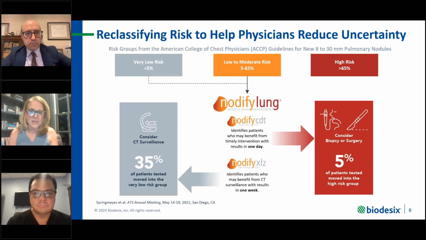And adding this is not an ironclad rule that you have to go one way or another. But again, it's added information, and being able to translate that to your referring physicians is very important. So Luke, any thoughts about this piece?